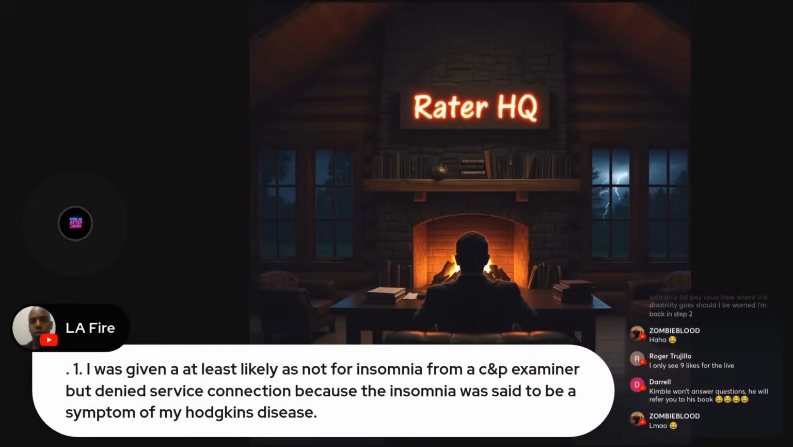I was given, at least likely, a denial from a CMP examiner, but denied service connection because insomnia is said to be a symptom. Insomnia is another one that cannot be secondary to something else. It can. It should have been Hodgkin's disease with insomnia. They should have.